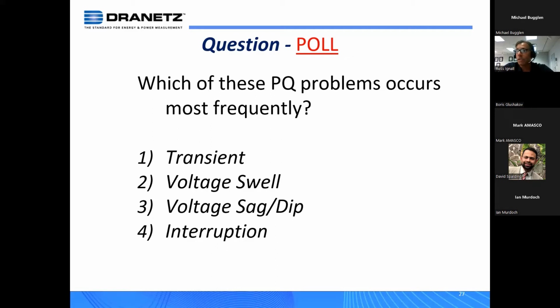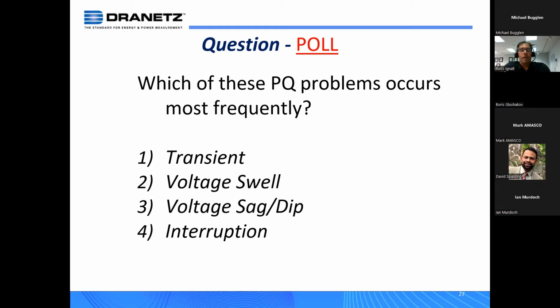No voltage exists there. So which of these occurs the most frequently statistically? We'll just give it a couple seconds here. We've got about 50, 52, 53 who have cast their vote. And I think we're just about done here. So we're up to 54. We're going to end the poll, and we're going to share the results.